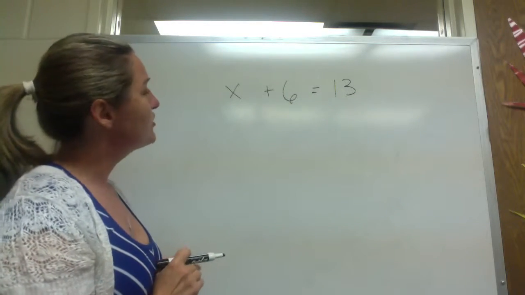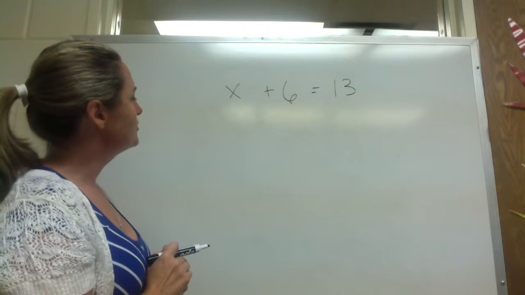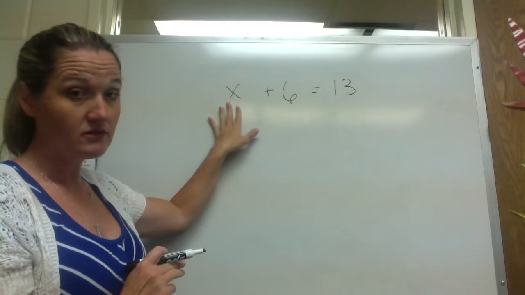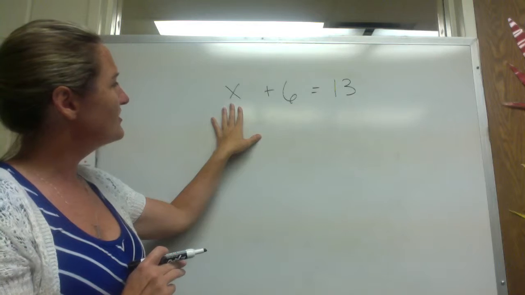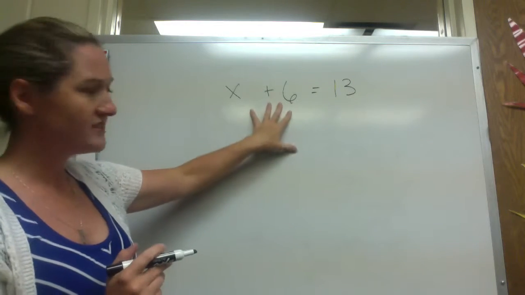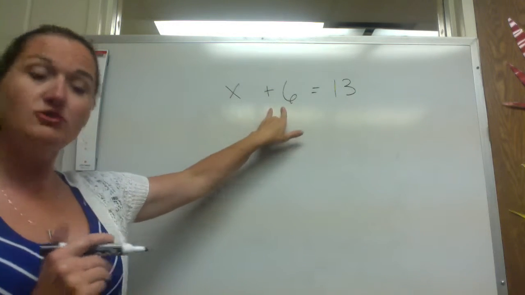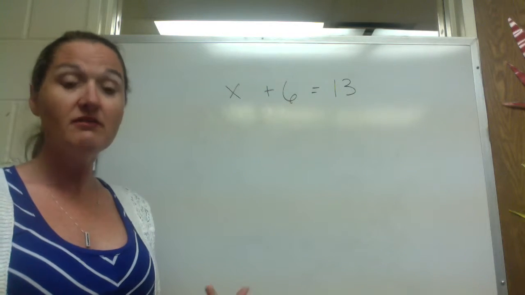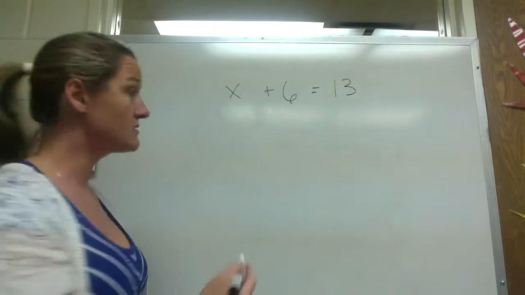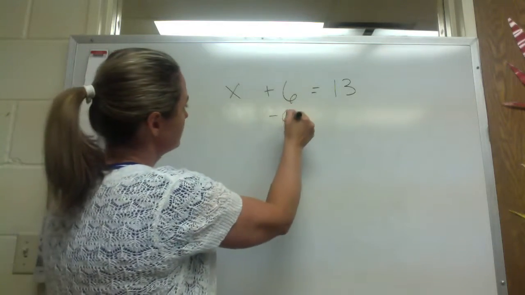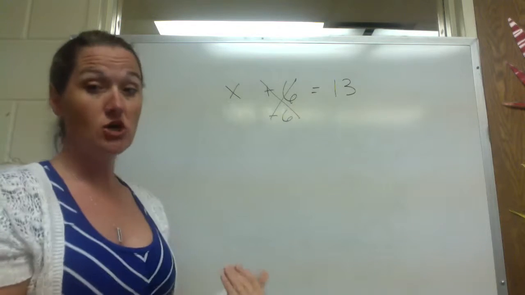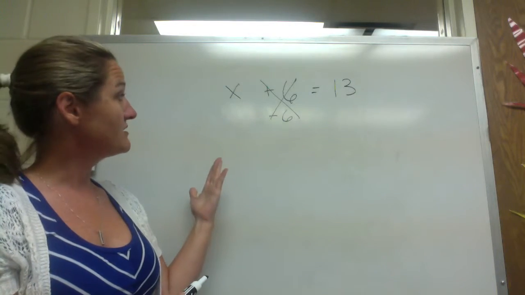Okay, so what we're going to do is we want to get x all by itself on this side of the equation, okay? So what's in its way? Well, this plus 6 is here. We got to get rid of the plus 6. So you ask yourself, okay, I'm adding 6. What is the opposite of adding 6? I'm going to subtract 6, okay? So I'm going to subtract 6 here, okay? Plus 6 minus 6, boom, it is gone, okay? So now I've got x all by itself.